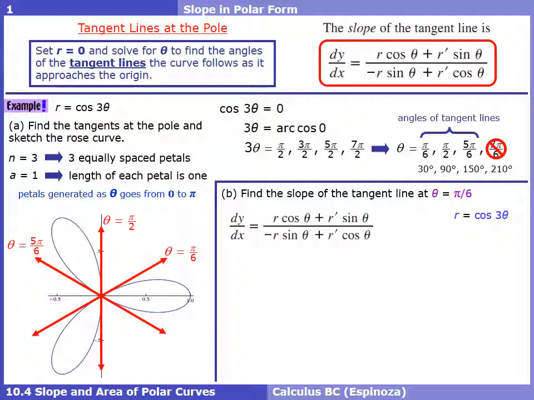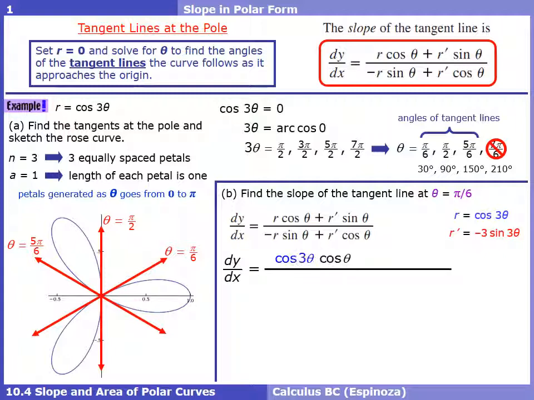The derivative of r, which is cosine 3 theta, would be an application of the chain rule. The derivative of cosine 3 theta is negative sine 3 theta, but since we don't have a plain theta on the inside, we need to multiply by the derivative of 3 theta, which is of course positive 3. But because of that negative sign, it becomes -3 sine 3 theta.